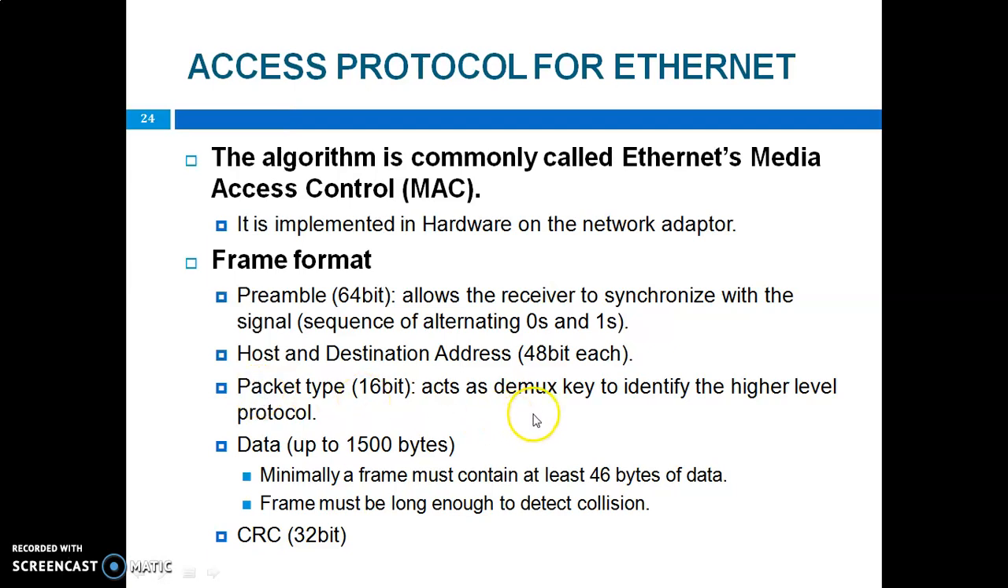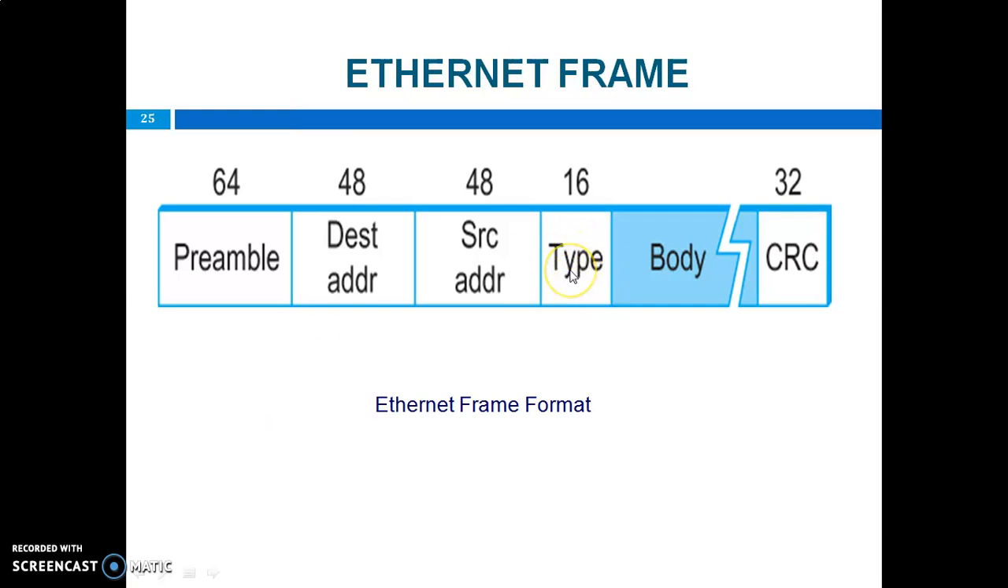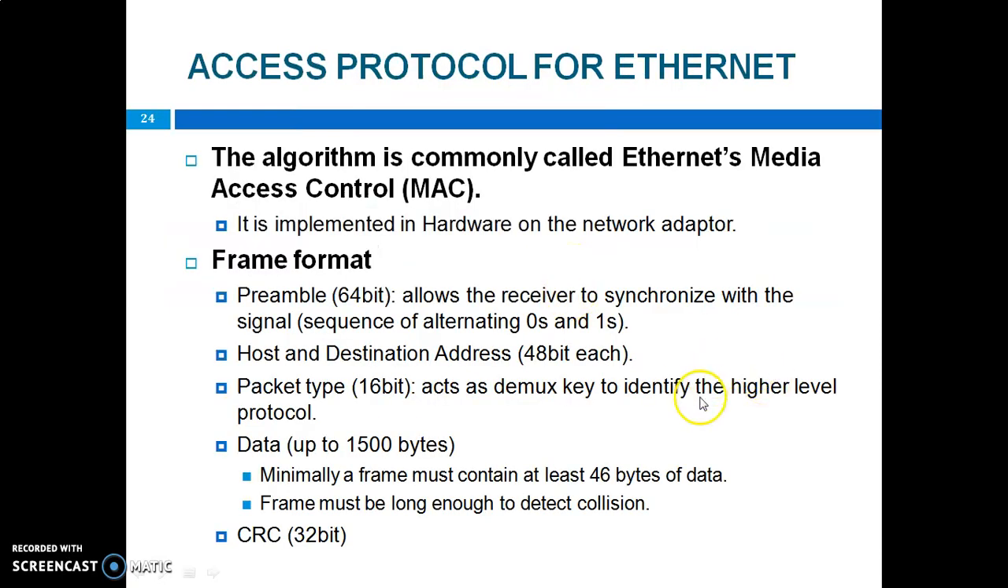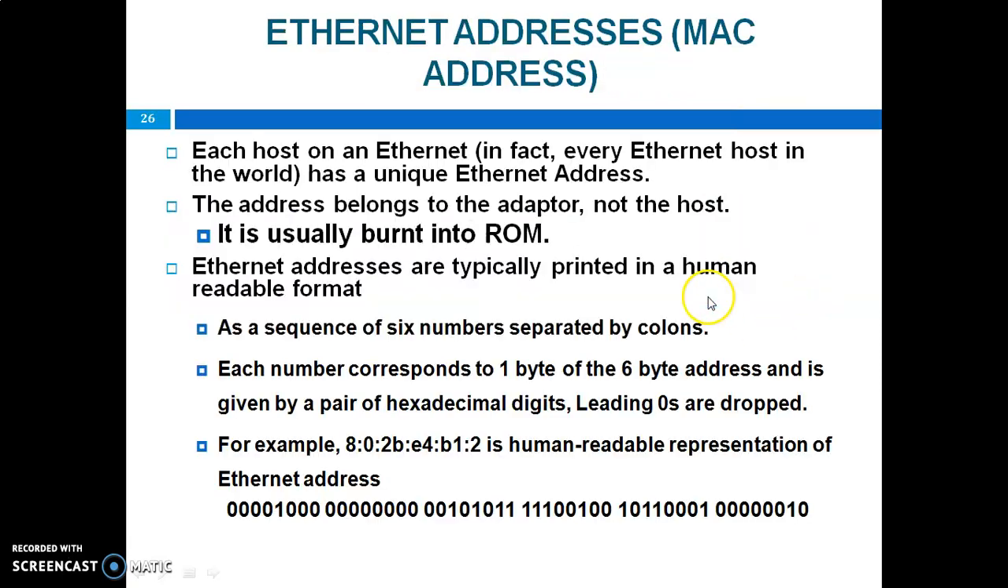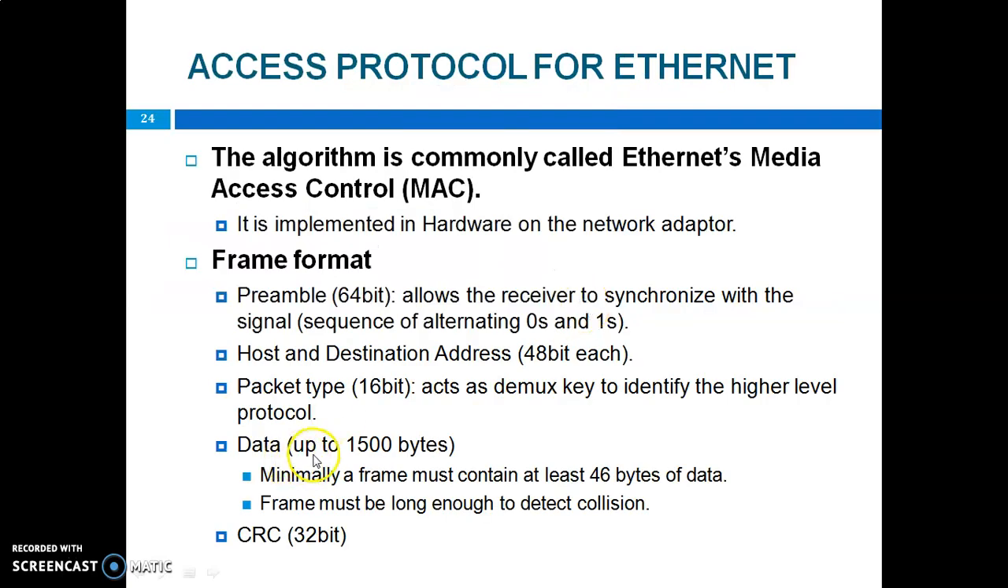Here the type field acts as a demultiplexer. It is used to identify the higher level protocol of the packet. Finally, the body of the content, the data, can be transmitted. The size of the content is up to 1500 bytes. Up to 1500 bytes of data can be transmitted in a single message, right? So this is the data part.